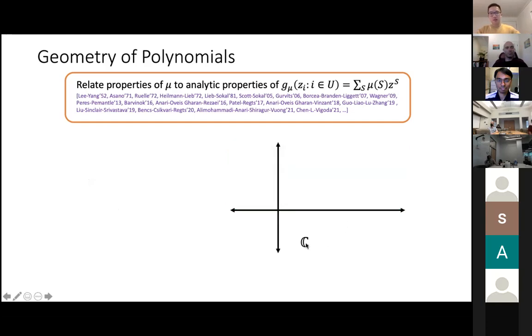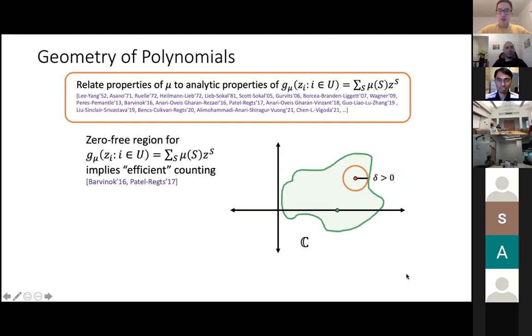Here's another example. Again, I've drawn a complex plane. Now let's say I have some wacky zero-free region, just with some crazy boundary. It turns out there is this really beautiful work of Barvinok, and there's a long line of work using this method, which says that if you're within a zero-free region and away from the boundary of this zero-free region, then you can get efficient approximate counting and sampling algorithms.